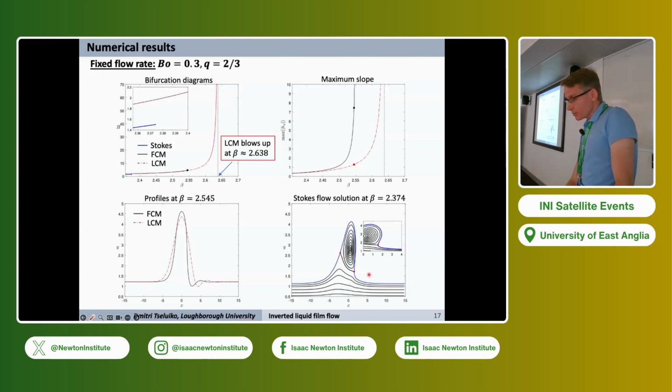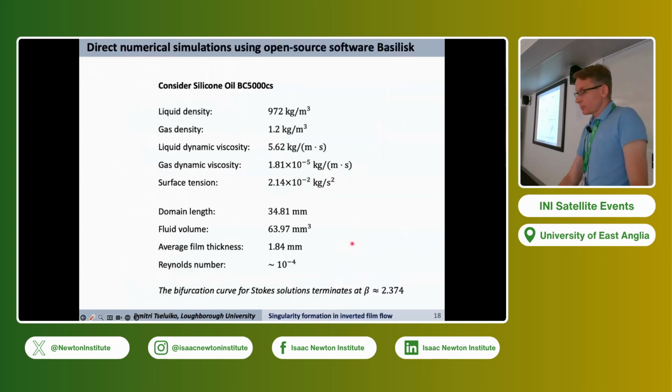And to understand better what happens at this critical value, we also performed time-dependent simulations using the open source software Basilisk. So we used this particular fluid, silicone oil, and we chose parameter values so that the effective Reynolds number based on the average film thickness is small, so that it is appropriate to compare full time-dependent simulations with the results for Stokes equations, which I discussed previously.